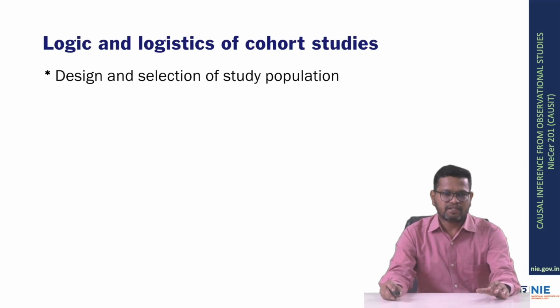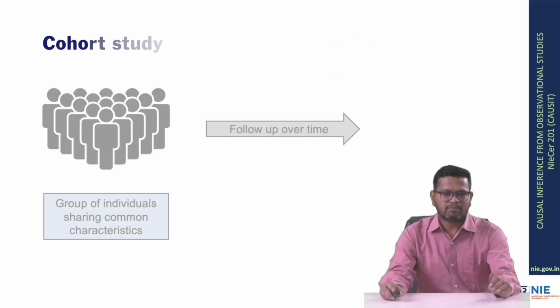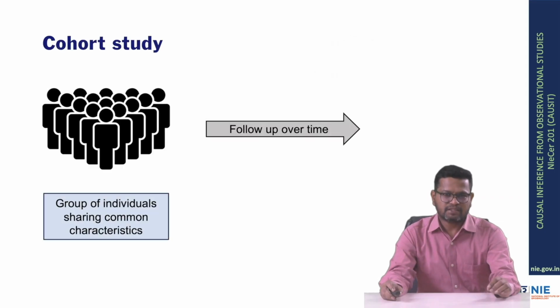In the first session, I will talk about the overview of cohort study design. The term cohort is derived from the military. A cohort was a 300 to 600 man unit in the Roman army. 10 cohorts formed a legion. In epidemiology, the word cohort describes a group of individuals sharing common characteristics. It could be people living in a city, workers in a factory, or students enrolled on a course.